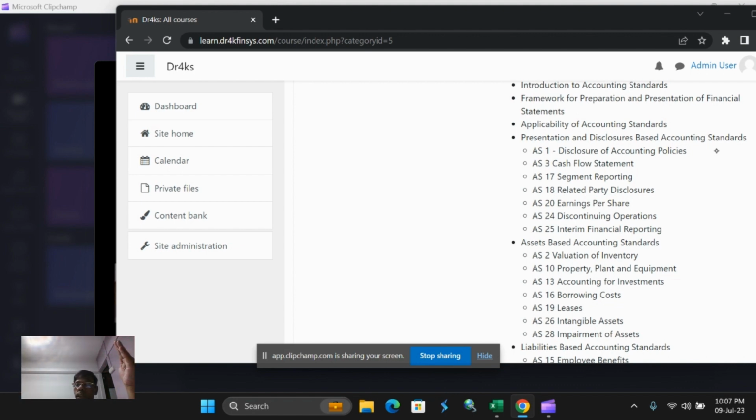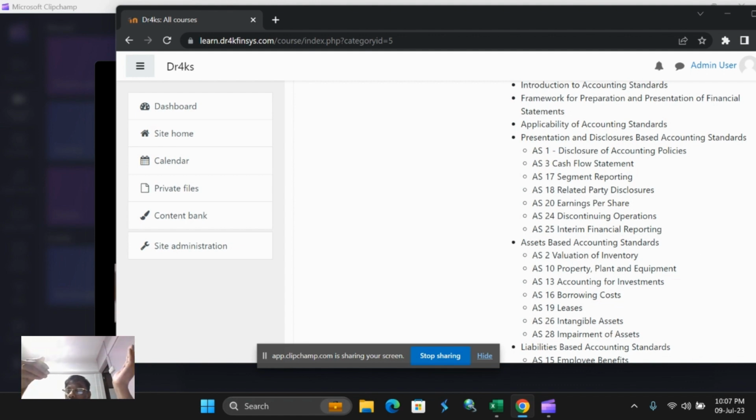Then comes, as per the syllabus, a major category, namely assets-based accounting standards. Here, the topic has again been divided into 7 subtopics. They are like valuation of inventory, as I already mentioned, the principle like whether FIFO or average method. So depending on your choice of method, your valuation also might be different, at least in the short term.